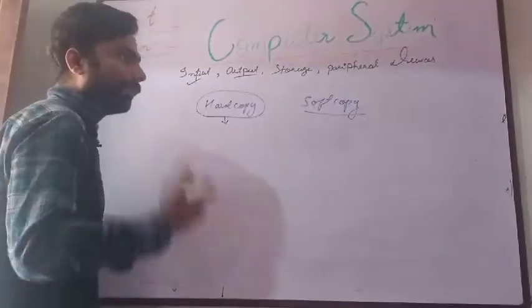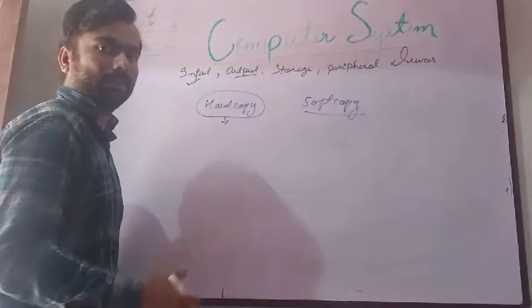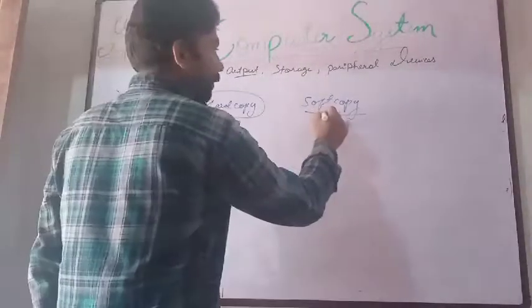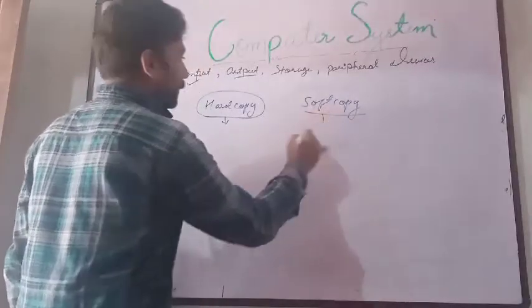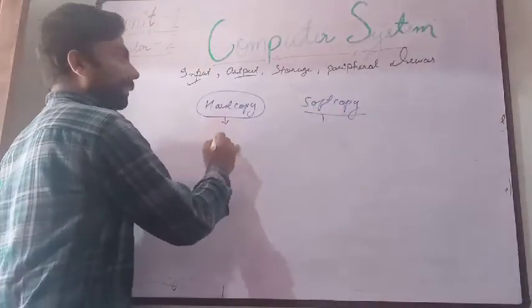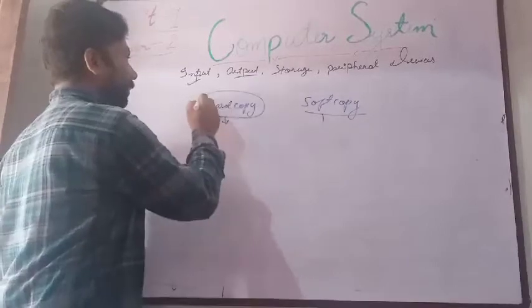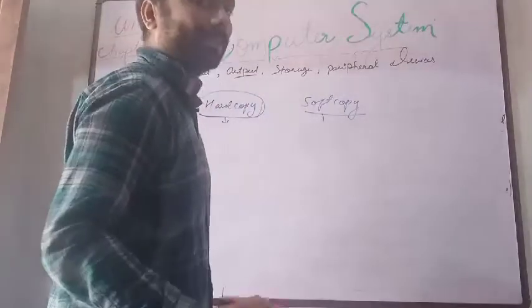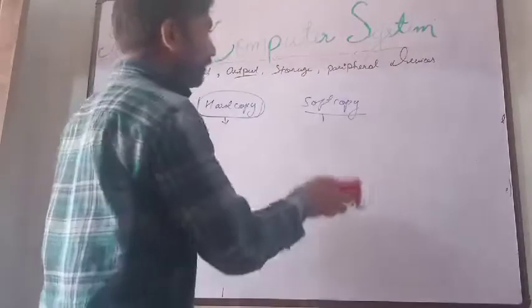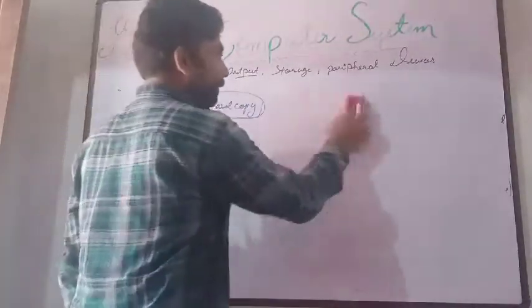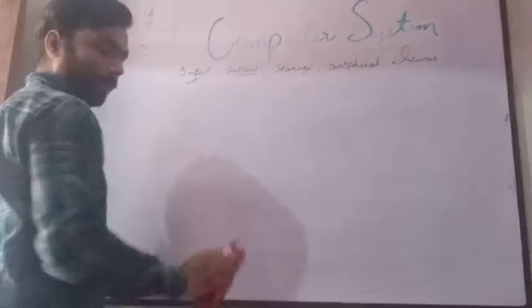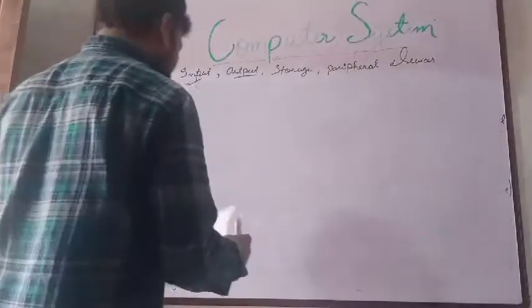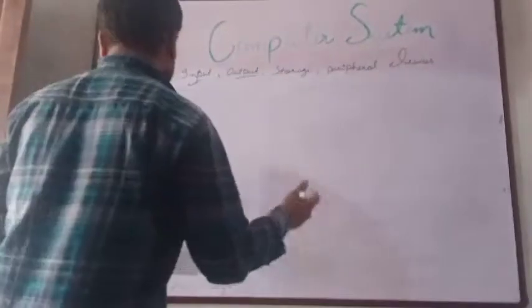Whenever we want to give a printout from the computer to the printer, the soft copy is converted into the hard copy by the process of the printer. What does the printer do? It converts the soft copy into the hard copy. And how many types of printers are there? I am just categorizing them.